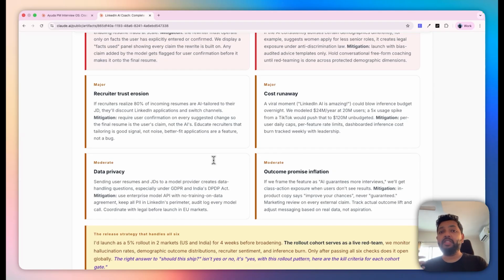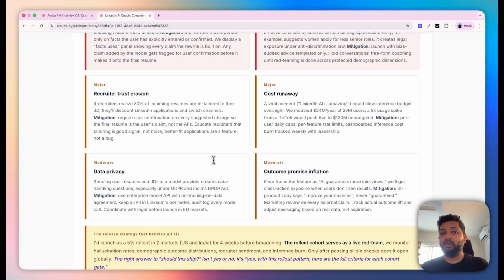The cost runway, we should talk about the amount of money. We've already discussed $24 million a year in the first slide when we were talking about it. So the amount of money it will take to create this kind of bot or this kind of an interviewing experience. Then of course the privacy concerns, and then can the outcome be inflated? Can the LinkedIn bot say that, hey, yes, you're going to get shortlisted, whereas the outcome may not be that, right?